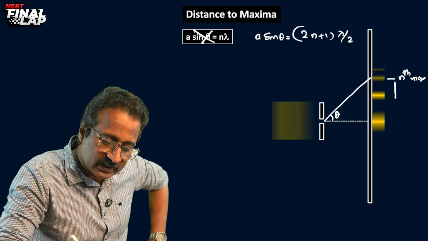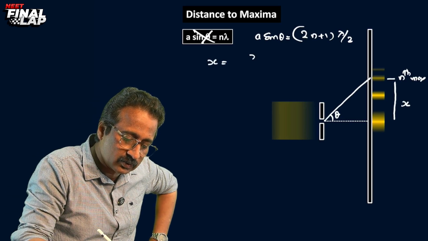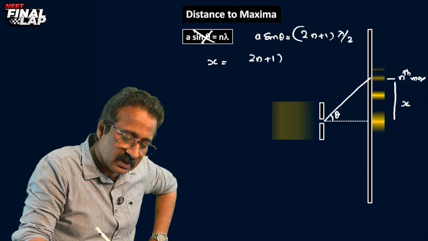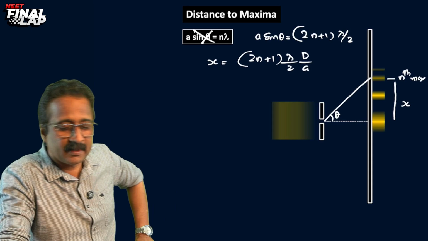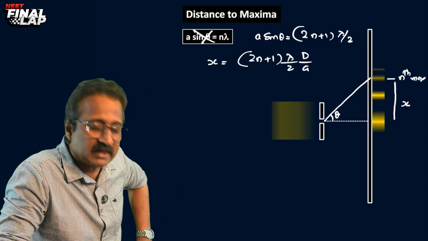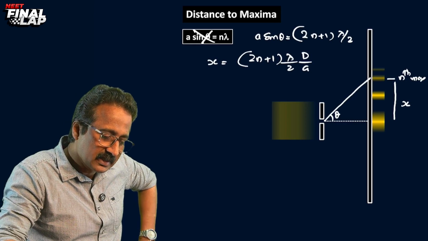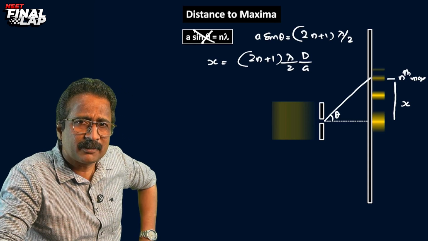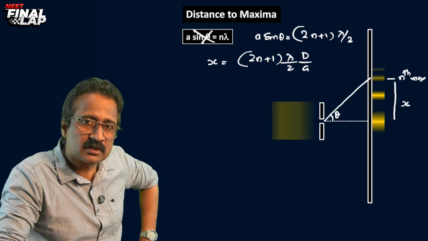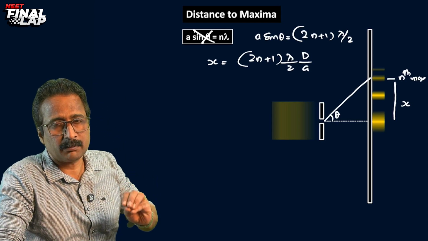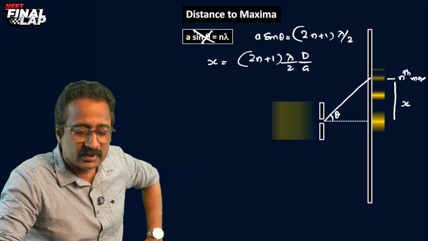The distance to nth maximum, let me say it is x. That is given by x is equal to, yes, (2n plus 1) lambda by 2, into d divided by a. That's the equation for distance to nth maximum. So distances to maxima and minima can be found out using these equations, but this will give you approximate answers only, because angle ഒക്കെ ചെറുതാണെങ്കിൽ മാത്രമേ ഞാൻ പറഞ്ഞ equations work ചെയ്യുള്ളൂ. കൃത്യമായിട്ട് ഈ പൊസിഷൻസ് മിനിമം മാക്സിമം എവിടെയെന്ന് അറിയണമെങ്കിൽ angular positions കൂടെ തന്നെ പോവുകയാണ് ബെസ്റ്റ്.